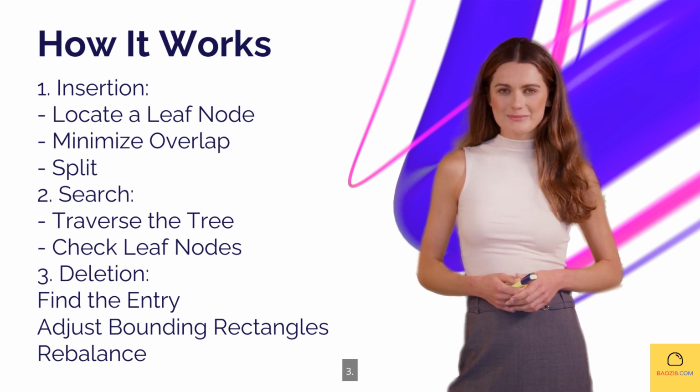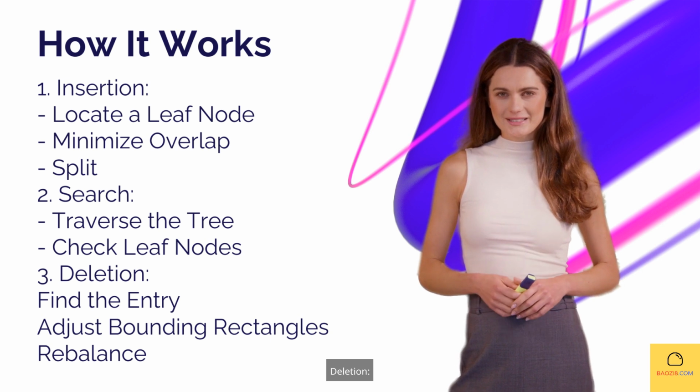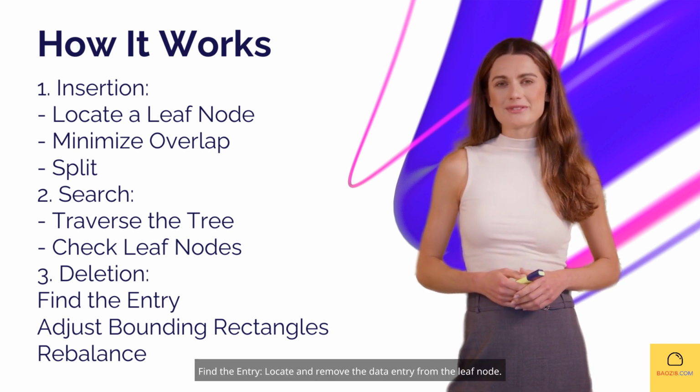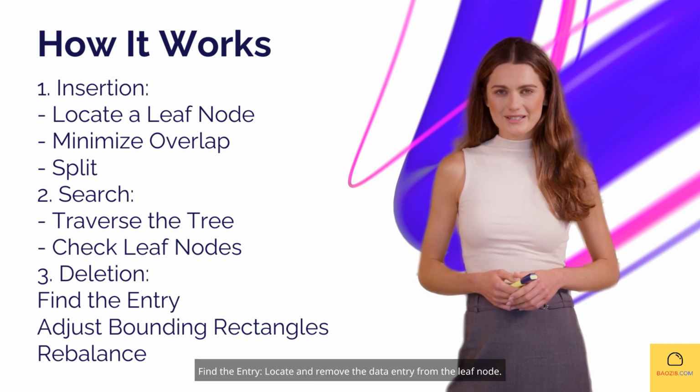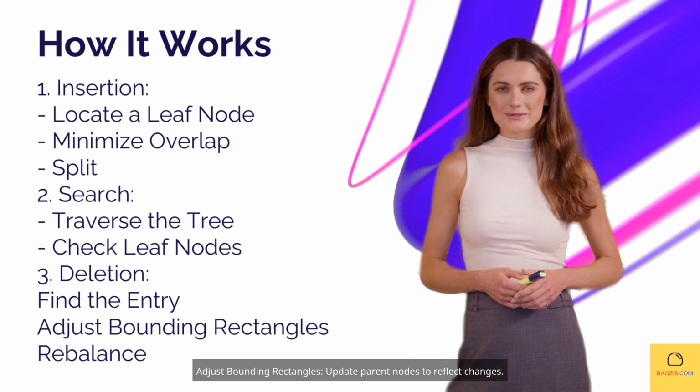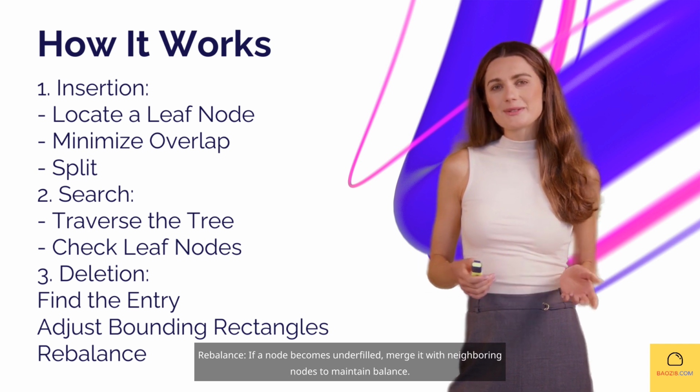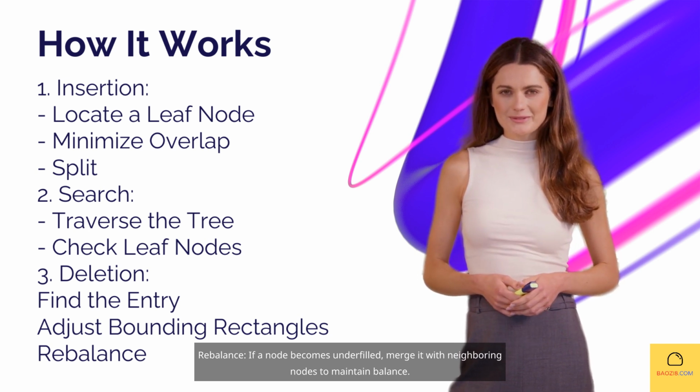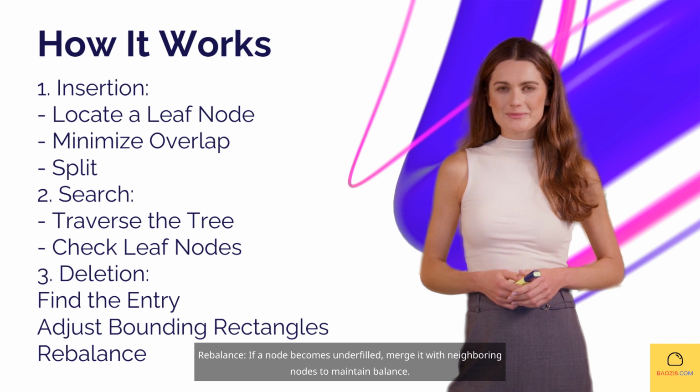3. Deletion. Find the entry: locate and remove the data entry from the leaf node. Adjust bounding rectangles: update parent nodes to reflect changes. Rebalance: if a node becomes underfilled, merge it with neighboring nodes to maintain balance.